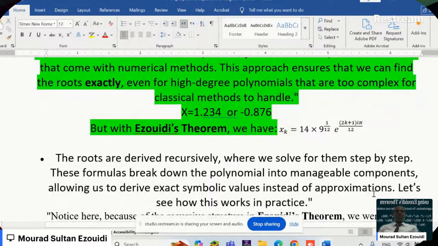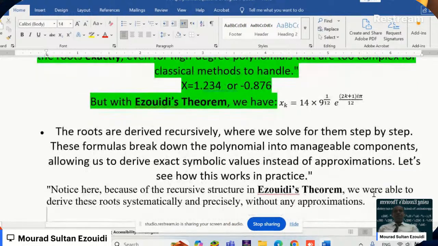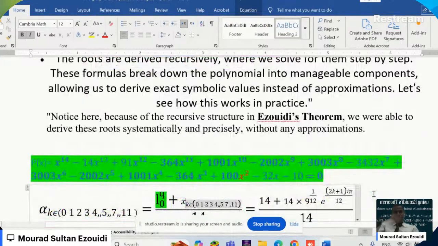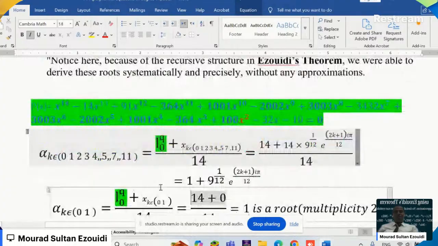Here the roots are derived recursively, where we solve for them step by step. These formulas break down the polynomial into manageable components, allowing us to derive exact symbolic values instead of approximation. Let's see how this works in practice. Note here, because of the recursive structure in the Ezouidi theorem, we were able to derive these roots systematically and precisely without approximation. So this is our 14th degree polynomial equation. Now I will derive the exact symbolic roots.